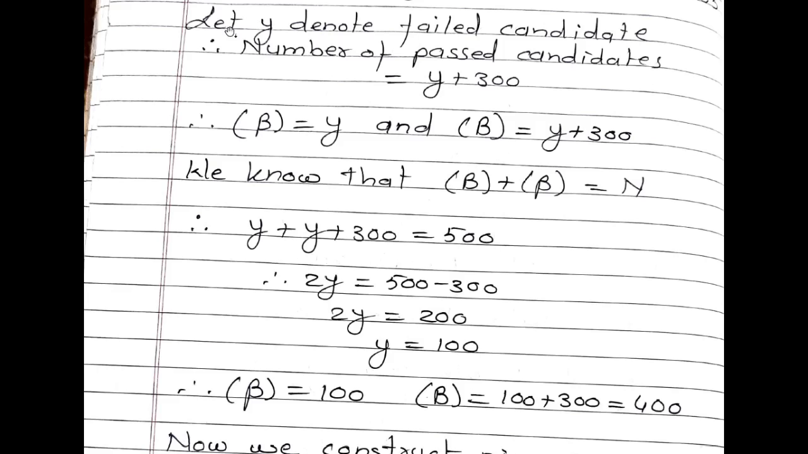So we will assume number of failed candidates as y. Let y denote failed candidate. Therefore number of passed candidates is equal to y plus 300. So we can say that beta is equal to y and b is equal to y plus 300, frequency of class B. So we know that frequency of class B plus frequency of class beta is equal to capital N. So y plus 300 is equal to 500.